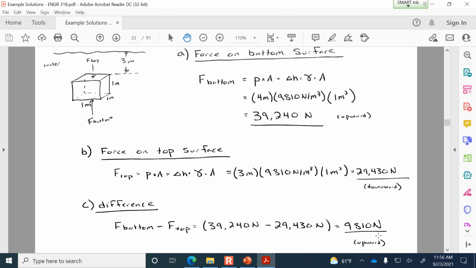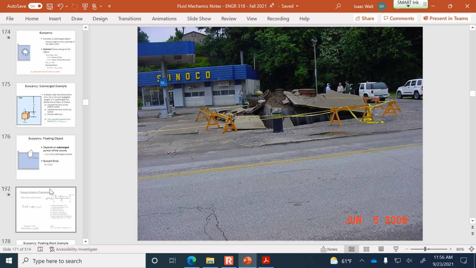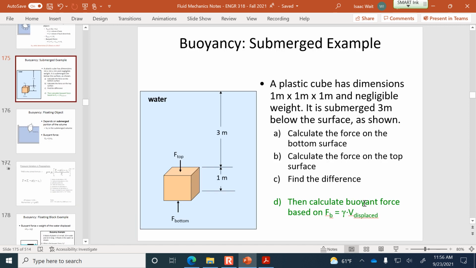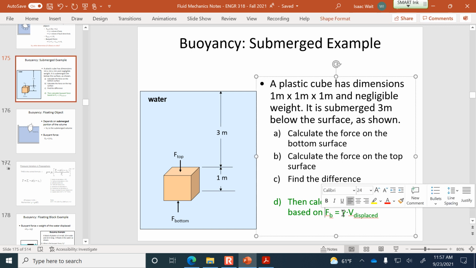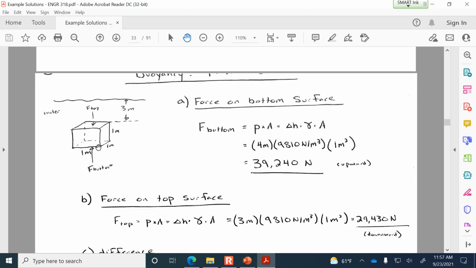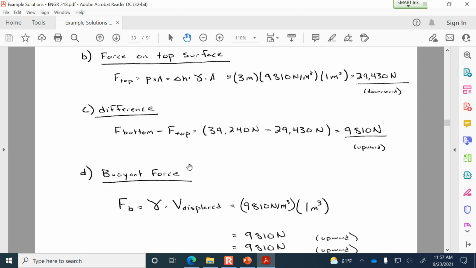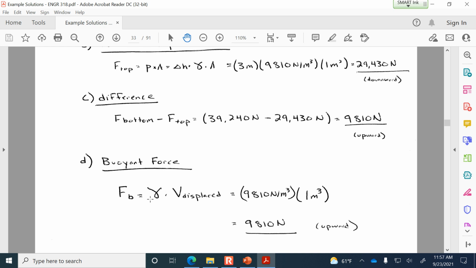Now, why is it this familiar 9810? Well, it's because it has dimensions of 1 by 1 by 1. The other way that I suggested we consider this is, let's look at the difference, which we just did, and compare that to the buoyant force, by just the unit weight of the fluid and the volume displaced. So this cube displaces 1 cubic meter of water, because the plastic is in a location that if the plastic wasn't there, it would be filled in by water. So the buoyant force is effectively just the unit weight multiplied by the volume that's been displaced by the object.